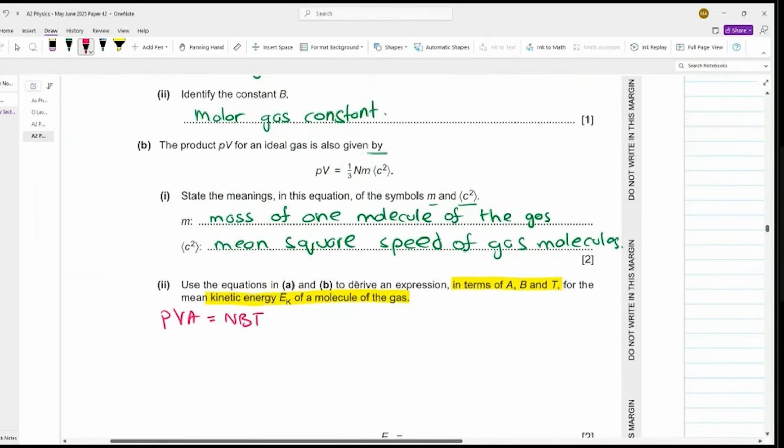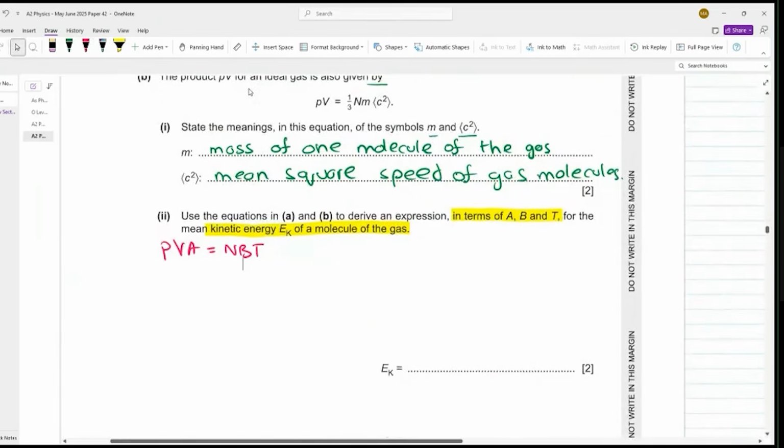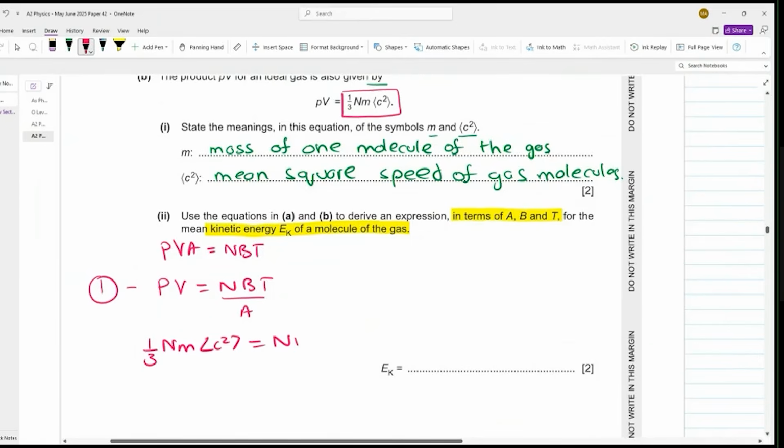Okay. And what is the second equation? PV is equal to 1. Okay, so let's do one thing. Let's make PV the subject here. PV is equal to NBT over A. This is your first equation. This is your second equation. Can you realize PV is equal to 1 over 3 NMCU square? Let's substitute it here. 1 over 3 NMCU square is equal to NBT divided by A.